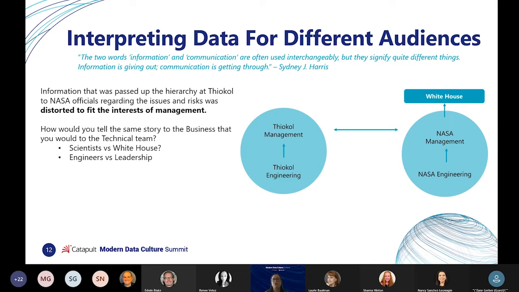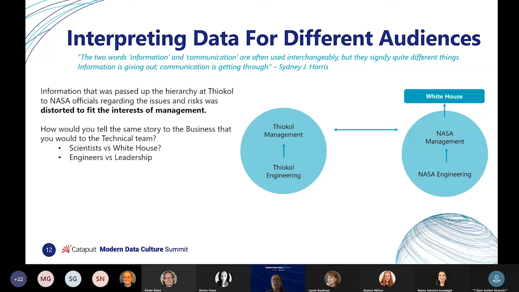So this leads me to the question: how would you tell the same story to the business that you would to the technical team, but in a different way? Would you talk to a scientist about the risks and the issues the same way that you would talk to the president or to the White House? Probably not. You need to adjust your story to make it work for that target audience, for them to understand what it is you're presenting.